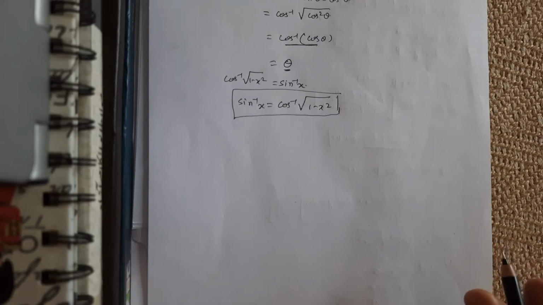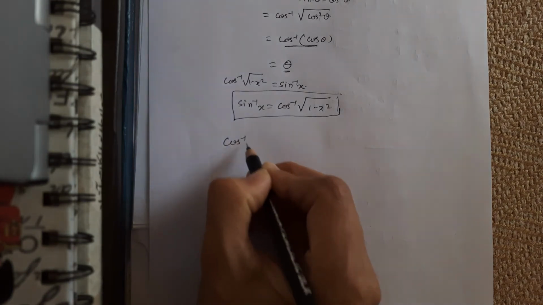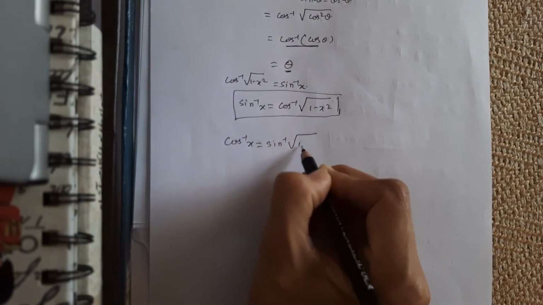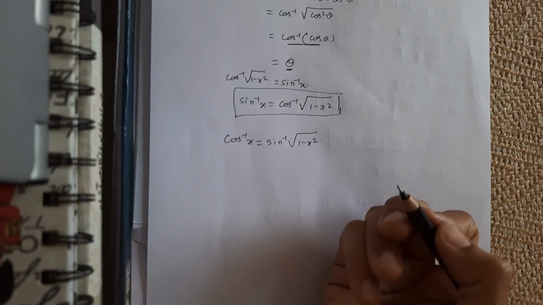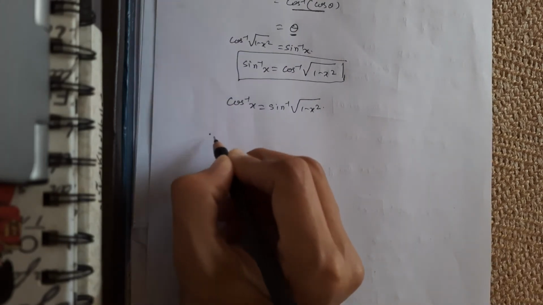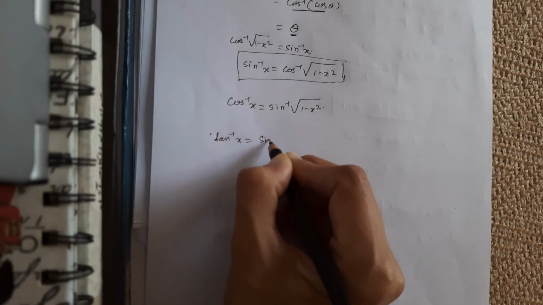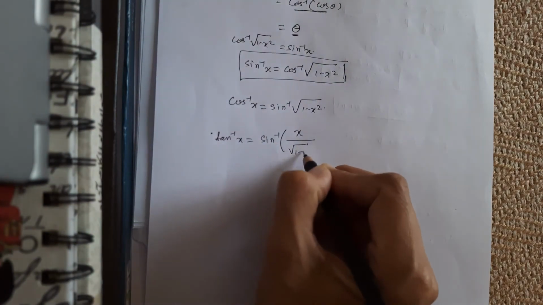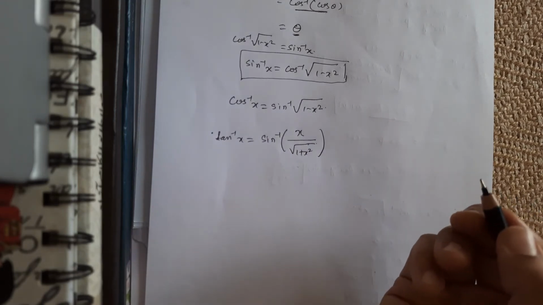In a similar way, we have a different property like cos inverse x equals sin inverse of root 1 minus x square. This is a similar kind of property. Just try to prove it by yourself. And one more property is there: tan inverse x equals sin inverse of x upon root 1 plus x square. Okay, so that's all for the properties.